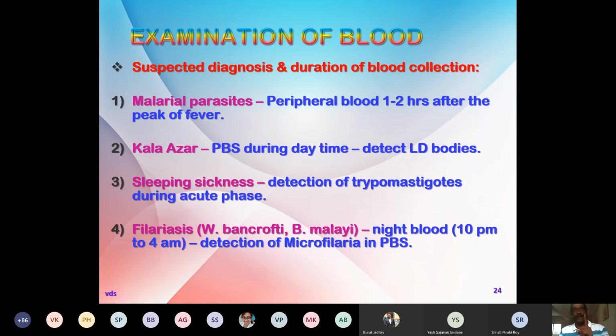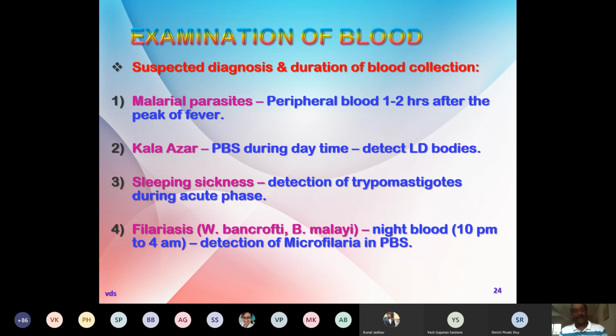When you collect the specimen 1 to 2 hours after the peak of fever, there are high chances of detecting malarial parasites in the peripheral blood. In Kala-Azar, the peripheral blood smear is usually taken during the daytime for the detection of LD bodies, amastigote forms of Leishmania donovani. In sleeping sickness, trypanosomiasis, the trypomastigote forms are seen in the acute phase of infection.